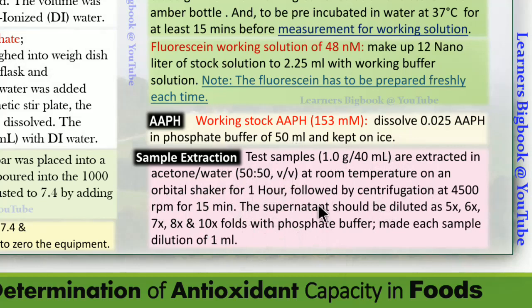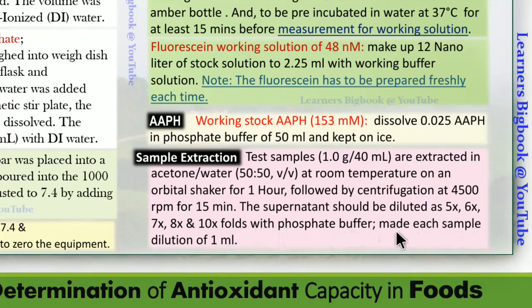Here it is with the help of the acetone water mixture, and the extraction will be with the orbital shaker for 1 hour, followed by centrifugation at 4500 rpm for 15 minutes. Further, the supernatant should be taken, diluted, and prepared as the folds 5x, 6x, 7x, 8x and 10x. That is, 5 different folds will be prepared with the help of the phosphate buffer.